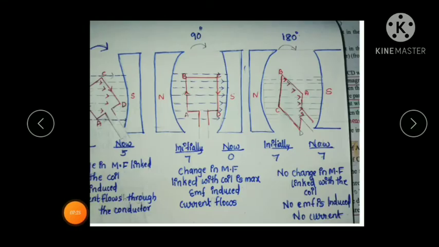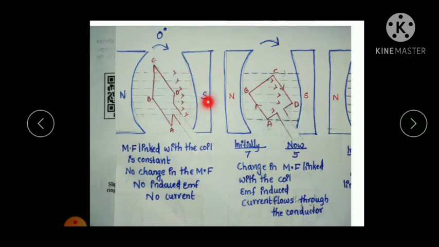On rotating 180 degree, this end AB now becomes vertical to the magnetic field lines, and CD comes below. That means this ABCD now becomes perpendicular to the magnetic field lines. That means this stage is the same as our initial stage.